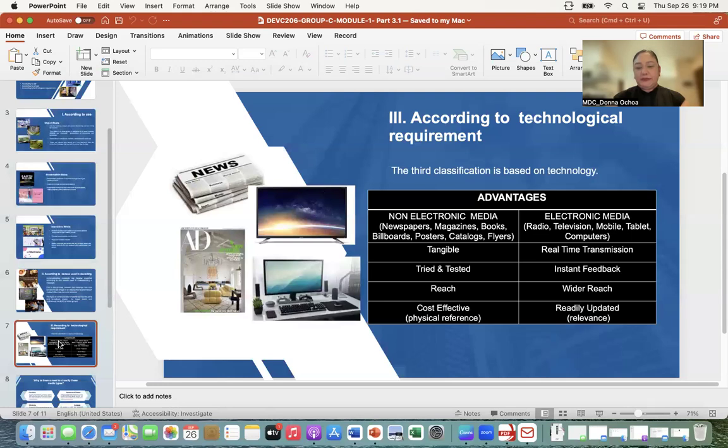For its advantages, I think there's a certain point of parallelism. Non-electronic media is tangible, while electronic media is real-time in transmission. Non-electronic media is tried and tested. However, parallel to it, there's an instant feedback, so you get to test what you say. Both can reach a wider view of audience, while non-electronic media is also cost effective, meaning there's always a physical reference, while electronic media is readily updated. So there's always relevance in its message.